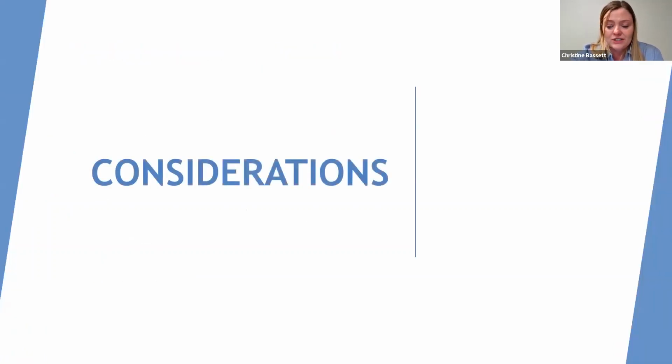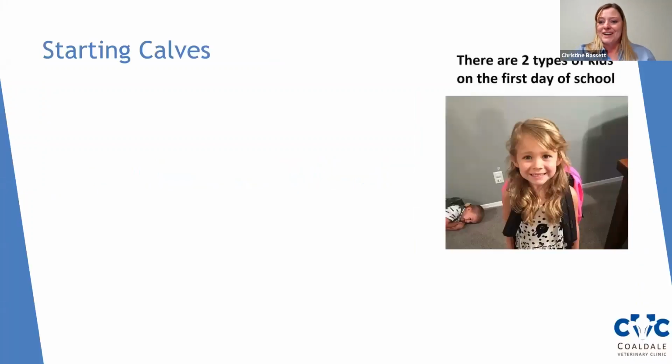So a couple of considerations to always think about in the back of your head. When you're starting calves, there's two types of animals. There's some that don't care that they're missing mom. They go straight to the bunk, love it, happy as can be. And then there's the other ones that are in the back corner. They're sitting there crying. They don't care what you put in front of them. They're just mad. So there's lots of changes going on those first couple of days when you're starting those calves.